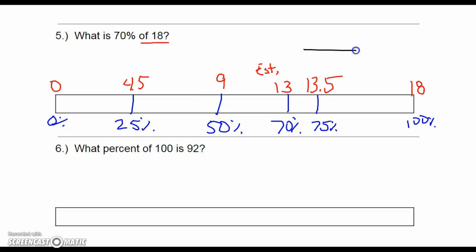Now I can use the is-over-of proportion to solve. What is, well, I don't know, for the is part. 70% goes here, the percent part, and of 18, 18 goes in the of part. So now I can use the cross product shortcut, 70 times 18 and divide by 100, and I'll have my answer.